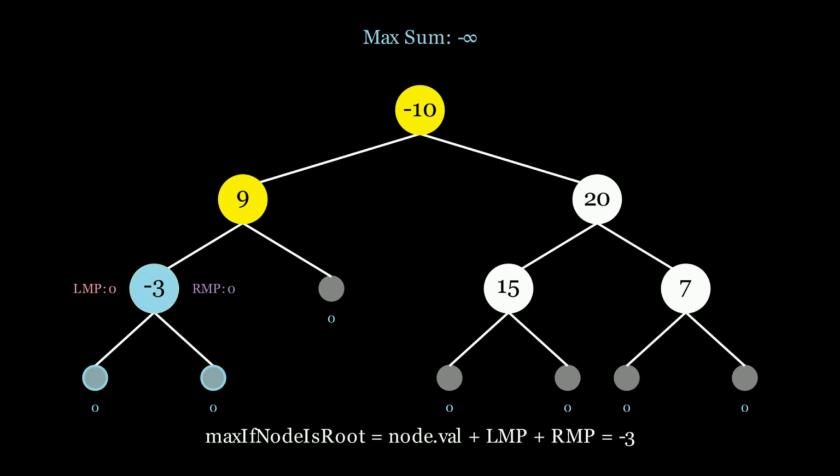Now, remember I said that we're keeping track of two max path values here. For the global maximum sum, the result, we have to treat each node as if it's the root. So I'm going to call this the max if the node is the root, right? If this current node we're scanning is the root. This is going to be the node value plus the left max path plus the right max path. In this case, we're allowed to take both branches. We're going to treat every node in the tree as if it could be the root as well. And so in this case, this sums up to -3. Is -3 greater than -infinity? It is. So we're going to update the maximum sum as well.